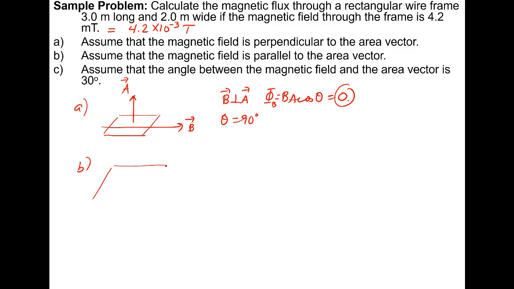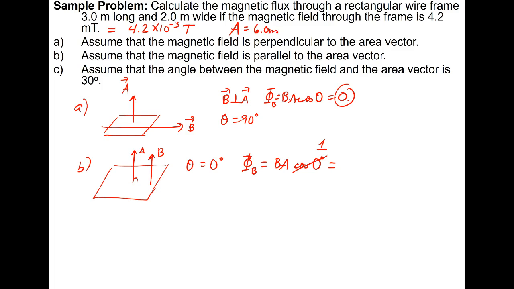Part B, same thing, but now if we have an area vector here, we have a magnetic field parallel to that. So theta is 0 degrees, and phi B is just BA cosine of 0, which is 1, so it's just B times A. And B is 4.2 times 10 to the minus 3, and A is just 6 square meters. So we chug that out and you get 0.00252 Tesla meters squared, or Webers if you want.